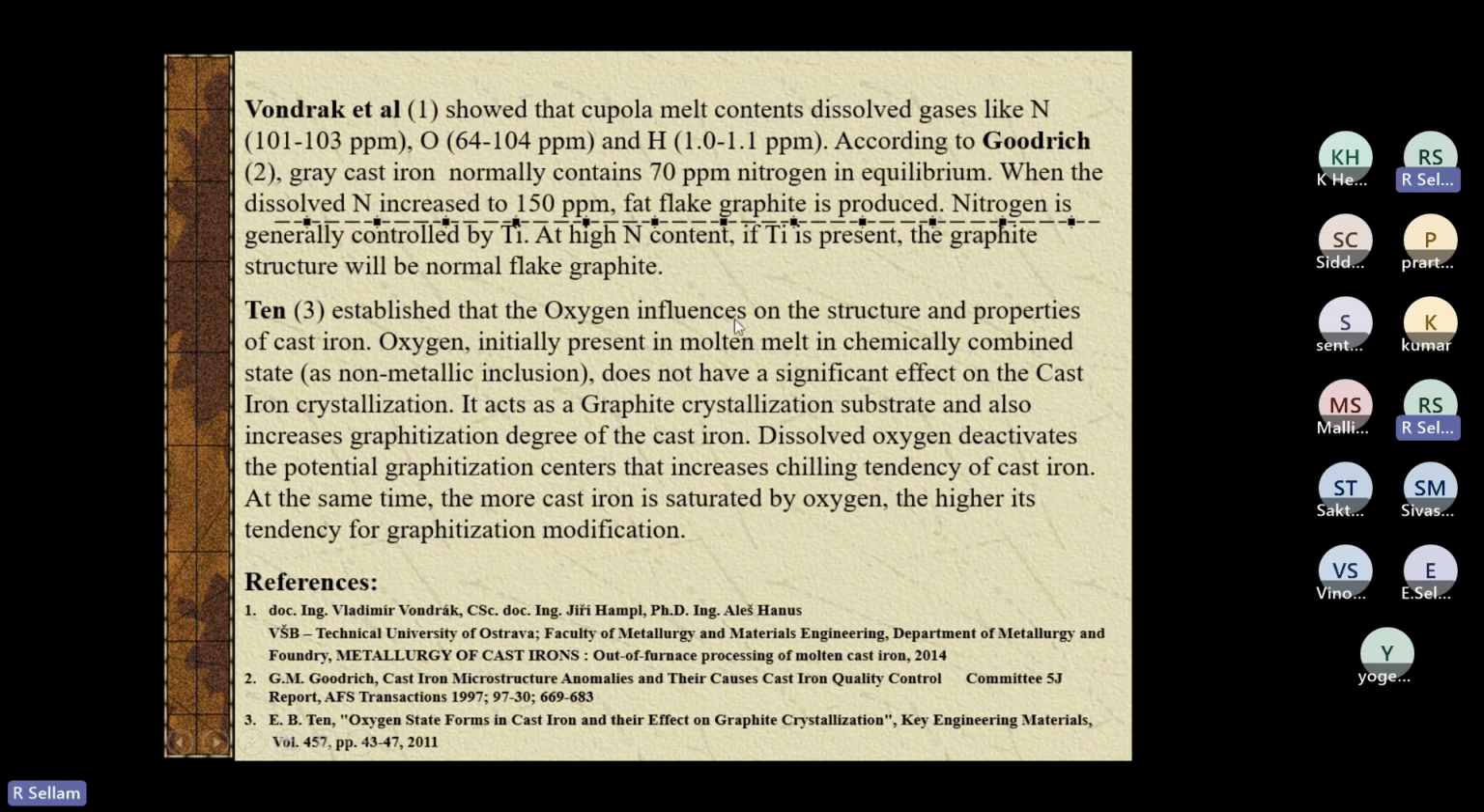Ten established the oxygen influence on the structure and properties of cast iron. Oxygen initially present in the molten iron in a chemically combined state does not have any significant effect on cast iron crystallization. Besides the graphite crystallization substrate, it also increases the oxidation degree. The dissolved oxygen in cast iron deactivates the potential graphite centers and increases the chilling tendency of the cast iron. At the same time, the more oxygen-saturated the cast iron, the higher the tendency for graphite modification.